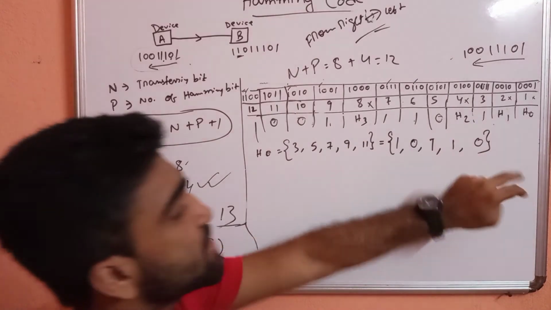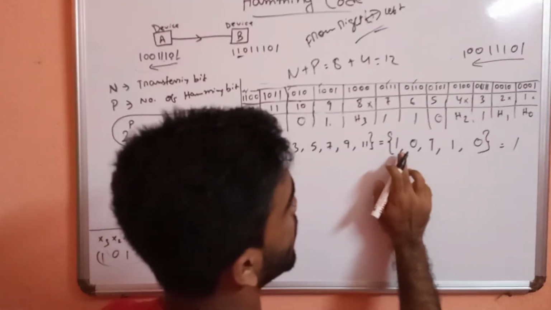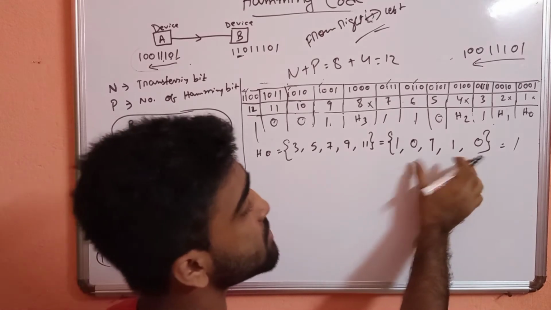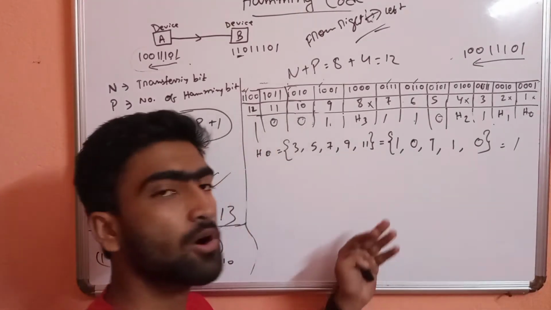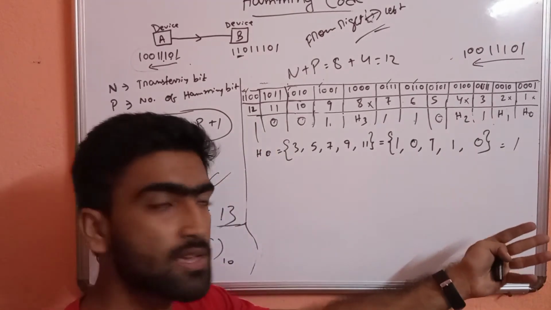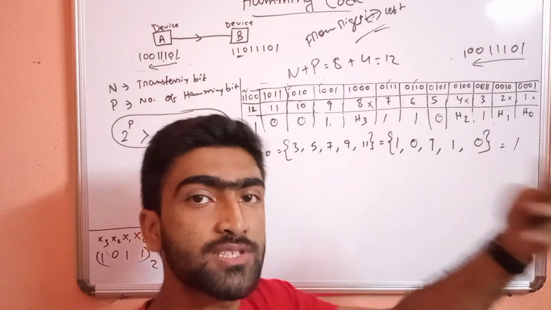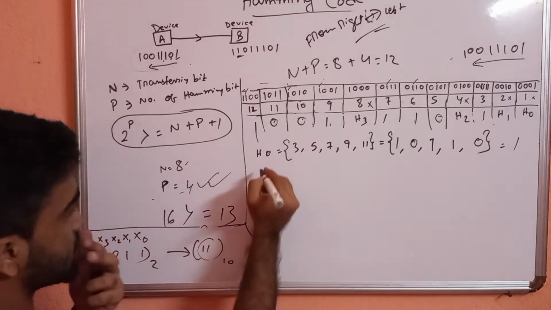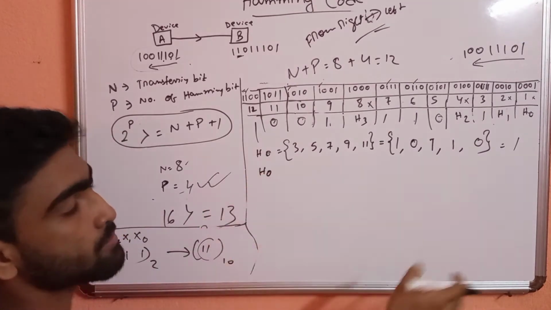Now what will be the even parity of this? Even parity will be 1 because an odd number of ones are there. Okay, an odd number of ones means even parity is 1. If an even number of ones are there, then the even parity will be 0. Okay, we will get one of this, whose even parity will be 0.